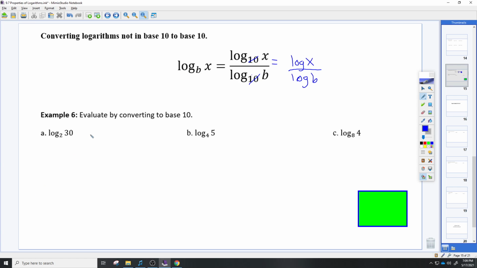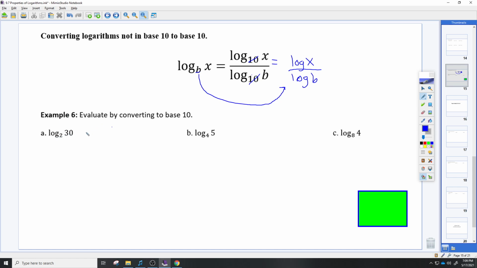So let me show you an example. This is called changing base. Right, the base b is no longer the base. It's now just the number out front here. So we're going to practice going from this to this, and then I'll put them both into the calculator to show you that it works.